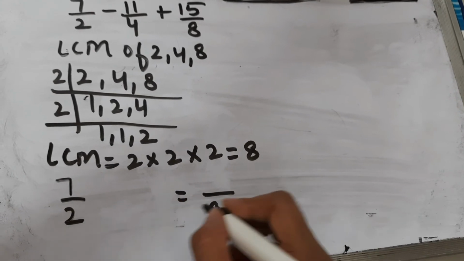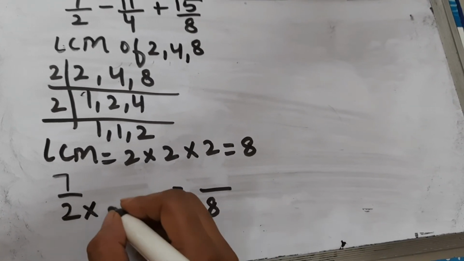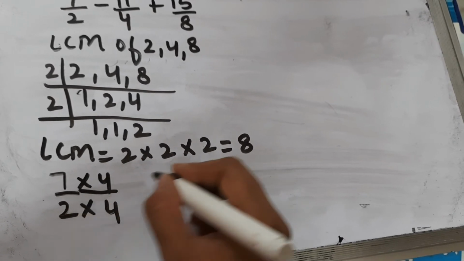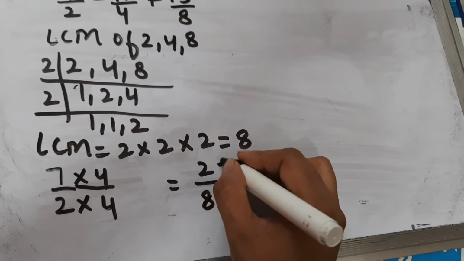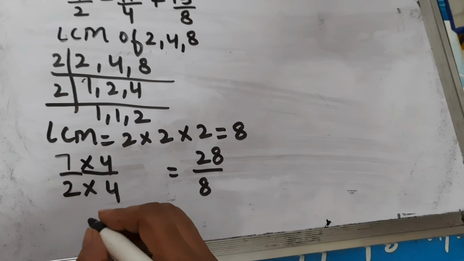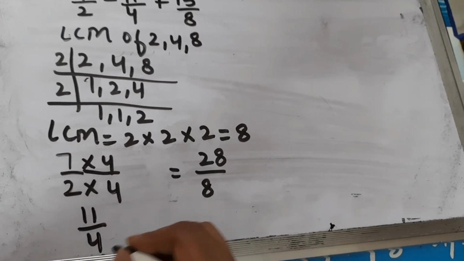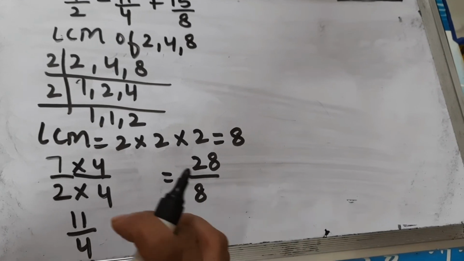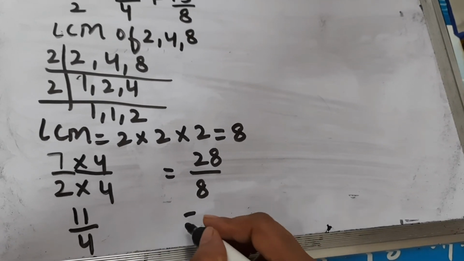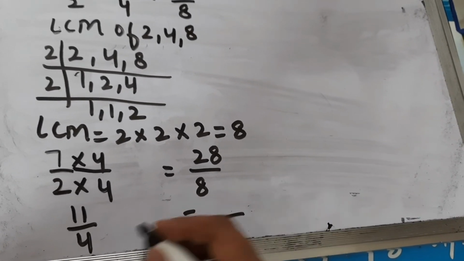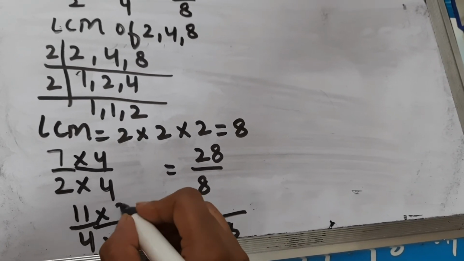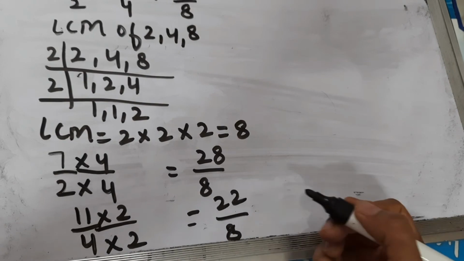So by which number I should multiply 2 to get 8? If I multiply 2 by 4, I will get 8. So multiply the numerator also by 4. And 7 4s are 28. Okay, next is 11 by 4. By which number I should multiply 4 to get 8? If I multiply 4 by 2, I will get 8. So multiply the numerator also by 2. So this will be 22/8.